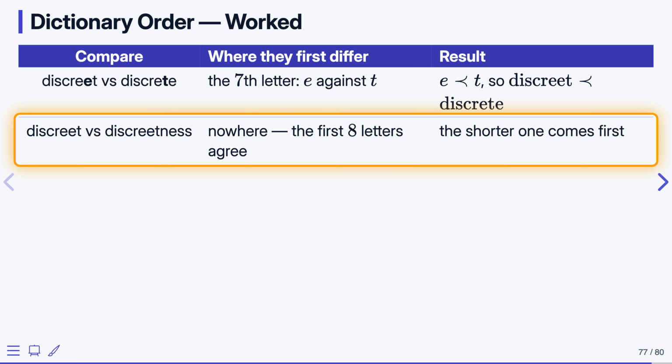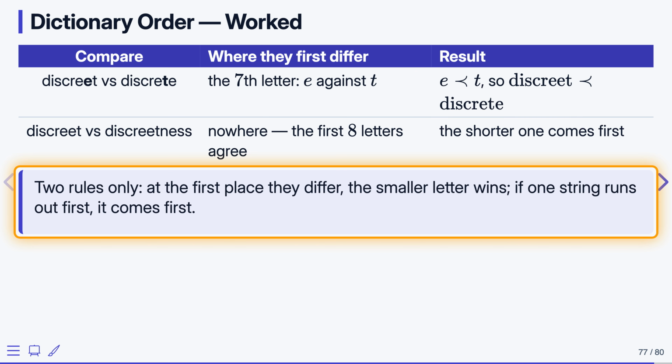Second, discrete against discreteness. Walk the letters again. The first 8 letters agree. D, I, S, C, R, E, E, T. Now discrete has run out of letters while discreteness carries on. When one string runs out first, it comes first. So discrete comes before discreteness. So there are only 2 rules. At the first place the strings differ, the smaller letter wins. And if one string simply runs out, that one comes first.